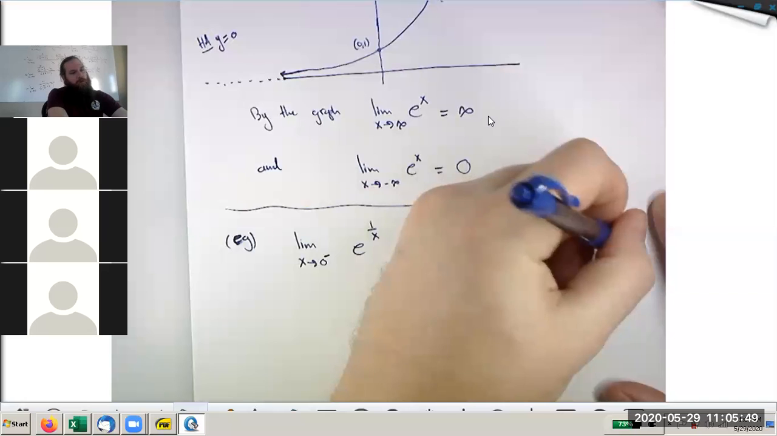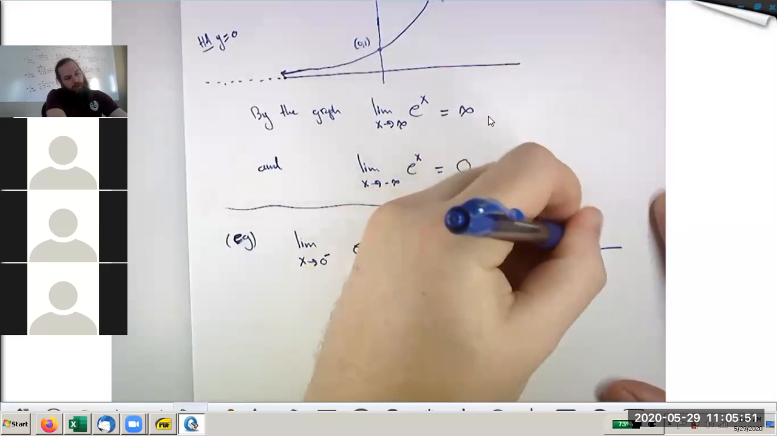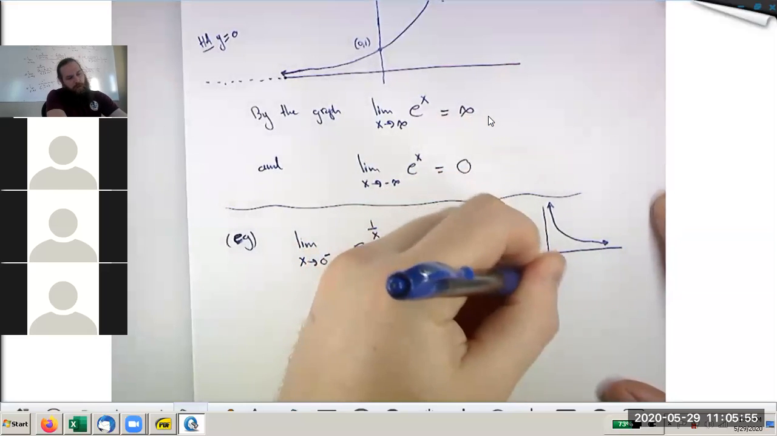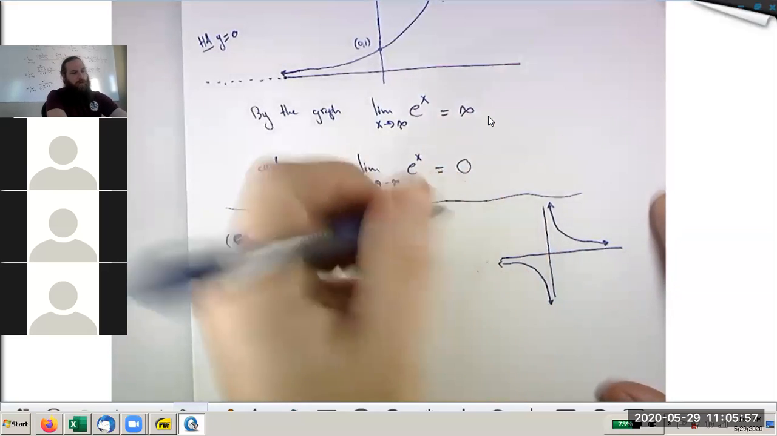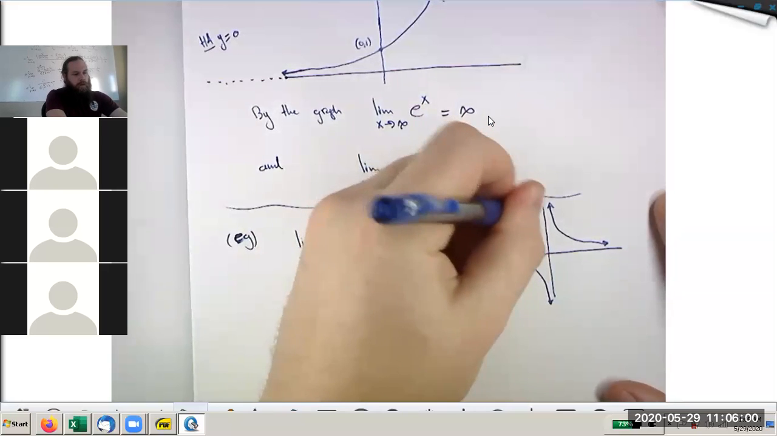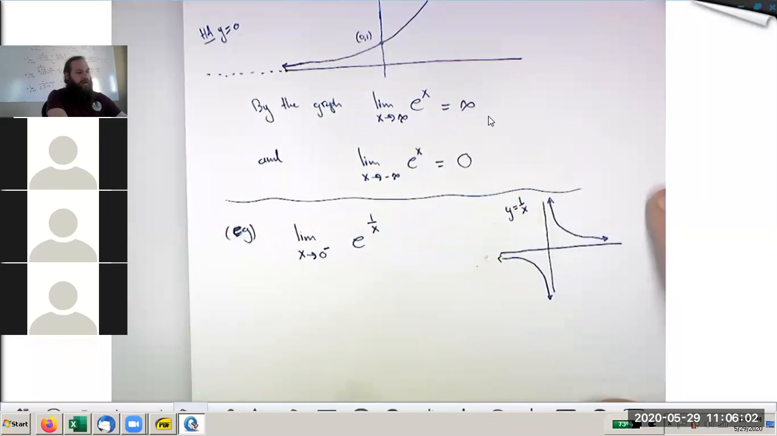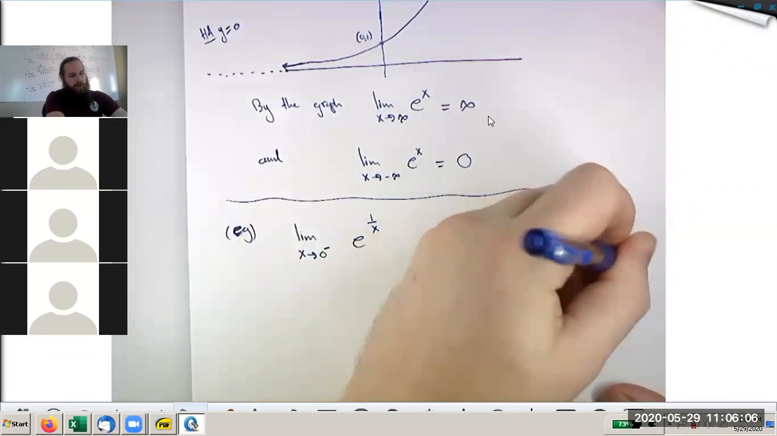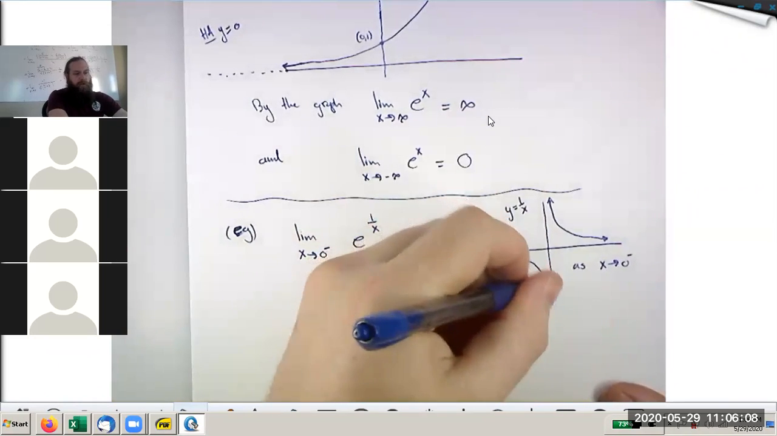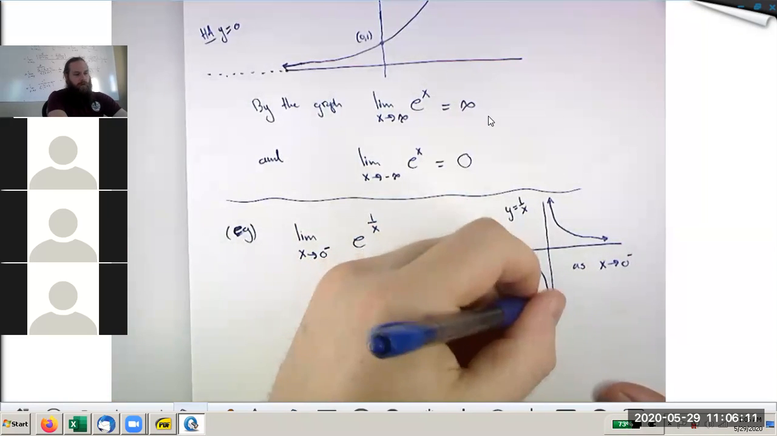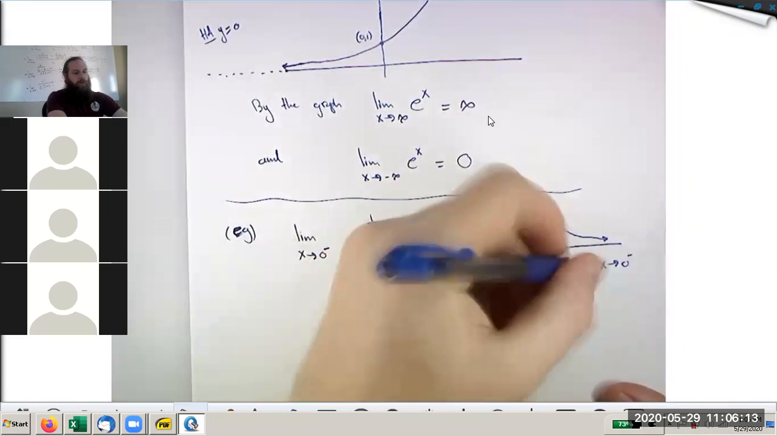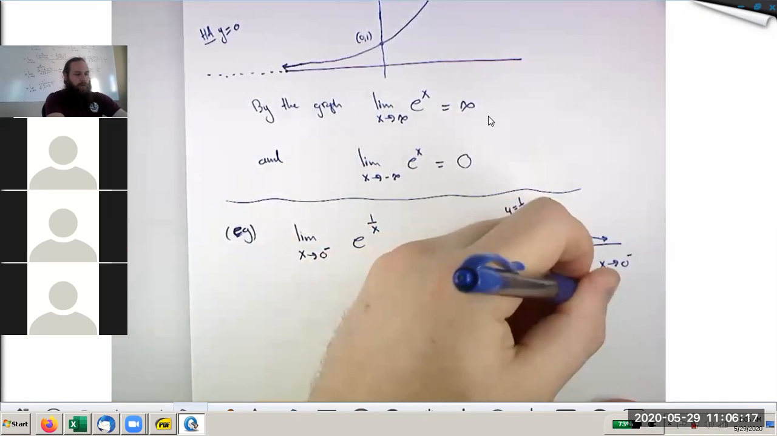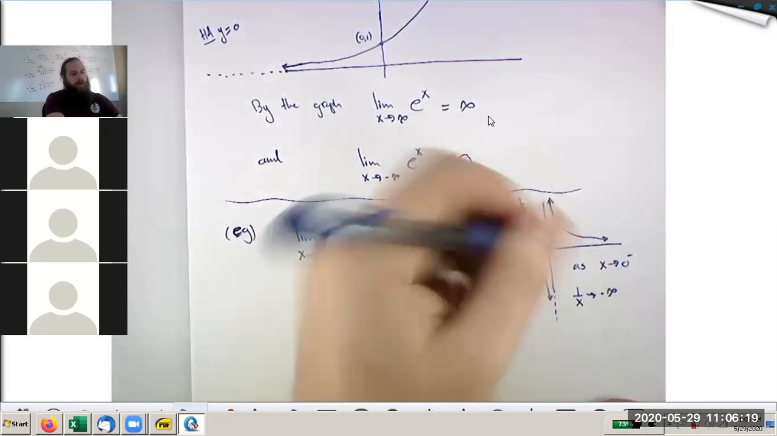So here's the graph of 1 over x. As x goes to 0 from the left, we're diving down here, right? And we have this vertical asymptote. So as x goes to 0 from the left, 1 over x goes to negative infinity.